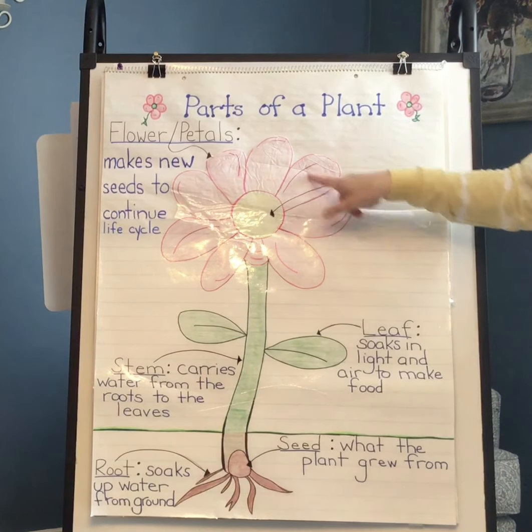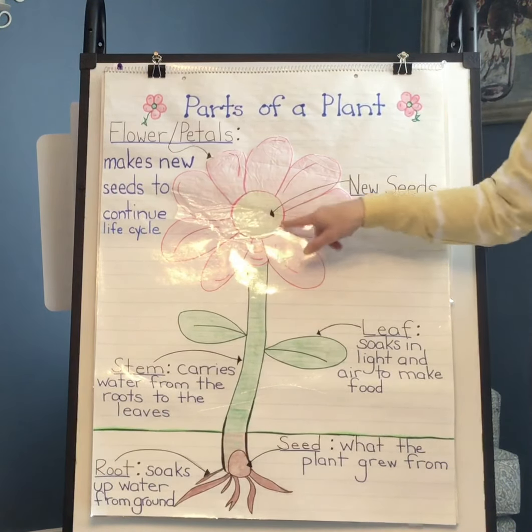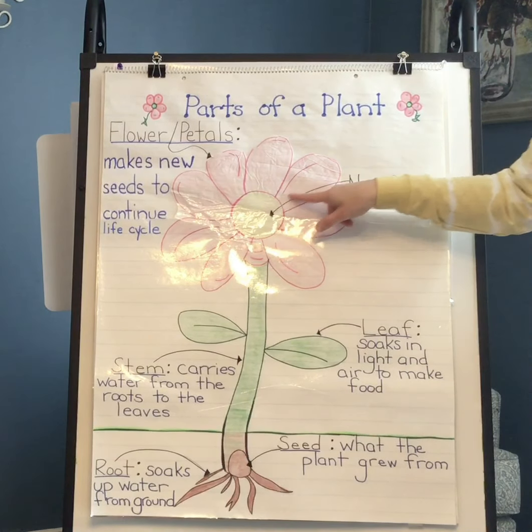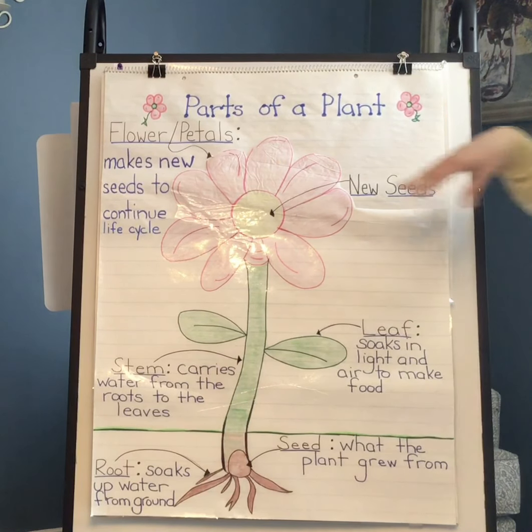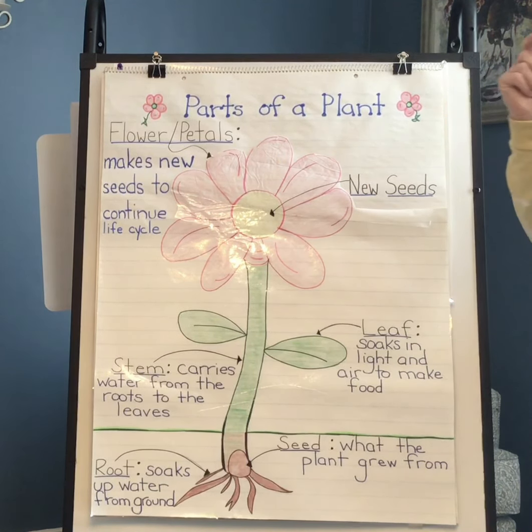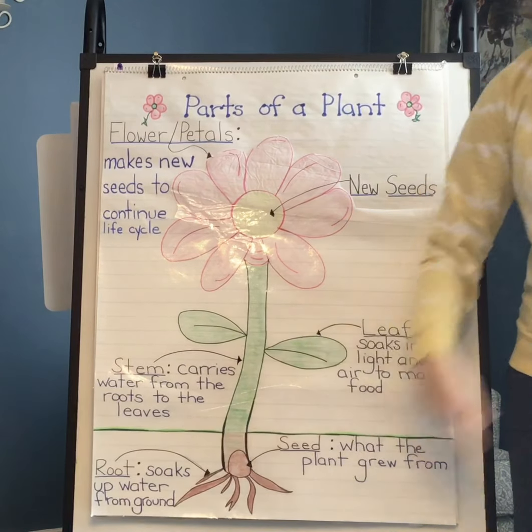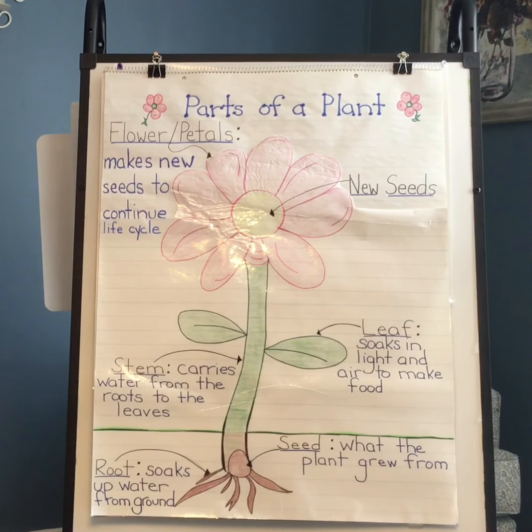So here you see you've got your petals, and usually in the middle of the flower, in the middle of the petals is where the new seeds grow. And those seeds then travel from place to place. Maybe the wind blows some of the seeds off of the flower. Maybe a bird lands on the flower and collects the seed and flies it to a new place. And that's how the seeds travel from place to place to start growing another new plant. So that is our poster for parts of the plant.